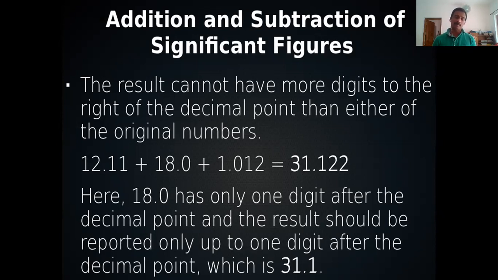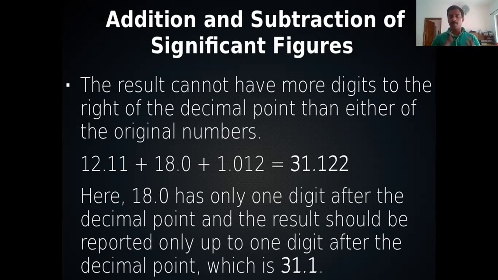That means you have to remove rightmost 2 and preceding 2. Since it is less than 5, there is no problem. You can simply remove it, and what will be the answer? 31.1.